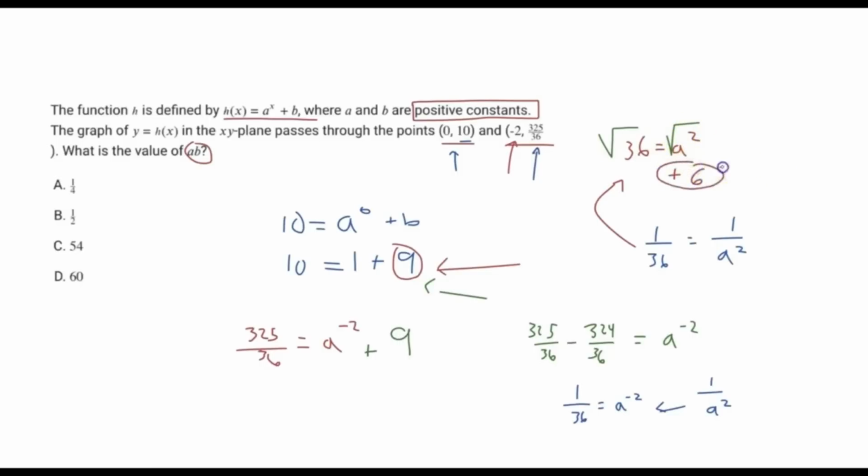So +6 here is our answer for A, but the question is asking for the product of A and B. So we know here that B is a value of +9, and A is a value of +6. So 9 times 6 is going to give us a value of 54, and therefore C is going to be our final answer.